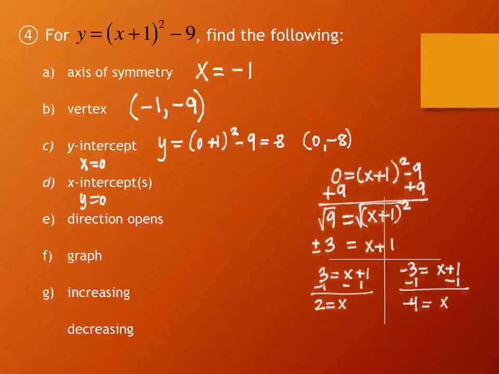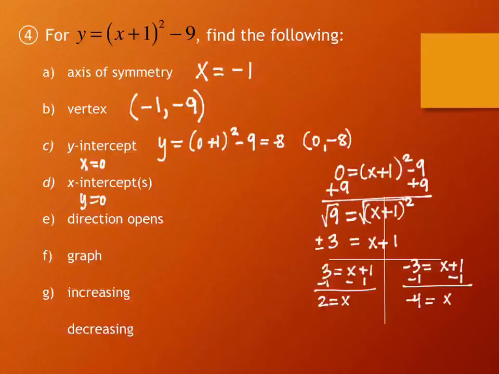My x-intercepts took way too much space on this, so I'm just going to shift it over for a moment because I know some of you are still writing it down. We'll delete it in a second. My x-intercepts are at 2, 0, and negative 4, 0.